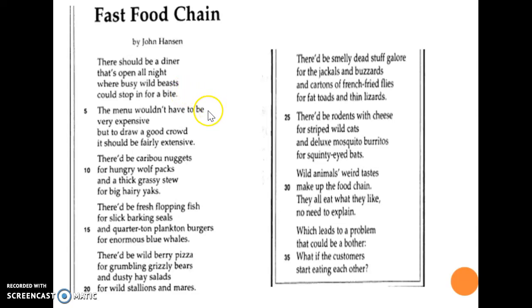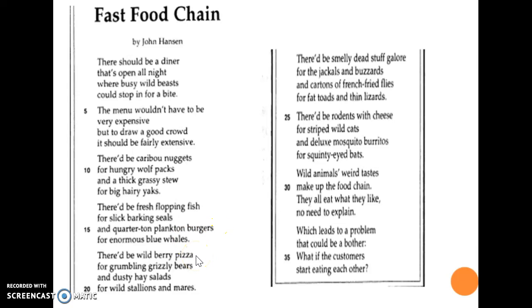Then we're going to move on to the next stanza. We're going to start with the letter D, E, F, and we're going to repeat the E because expensive and extensive rhyme. Next stanza, we're going to start now with G, H, I, and H because packs and yaks rhyme. We're going to start in the next stanza with J, K, L, and K because seals and whales rhyme.